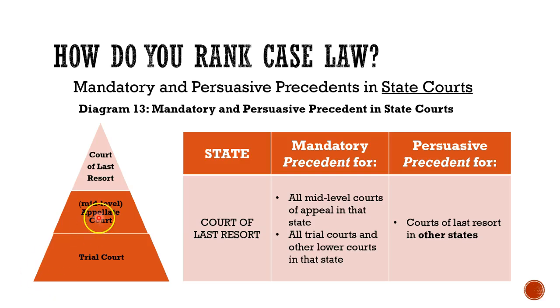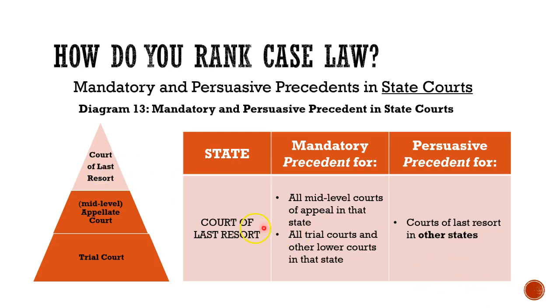This pyramid illustrates the court system, and we're going to start now at the top of the court system, the court of last resort, and again, we are in state courts when we have this on this slide. In the state, the court of last resort will have mandatory precedent for all mid-level courts of appeal in that state, and all trial courts and other lower courts in that state. So when the court of last resort makes a decision, it's mandatory precedent that covers a lot. It covers both the mid-level and the trial court. So these two are going to be covered by the precedent of this court when those decisions come down.